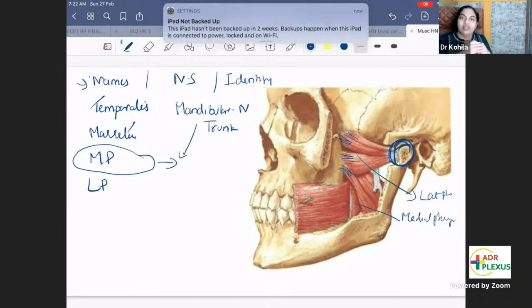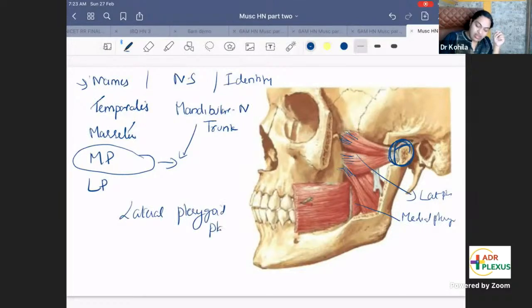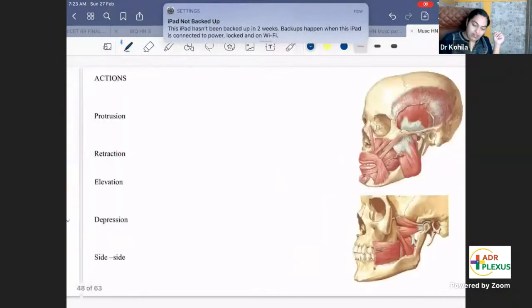Okay, one question. Why are they called lateral pterygoid and medial pterygoid? Any idea? Both the muscles are going to come from lateral pterygoid plate. Both come from the lateral pterygoid plate. But lateral pterygoid arises from the lateral surface of lateral pterygoid plate, and medial pterygoid arises from the medial surface of lateral pterygoid plate. Keep that in mind, okay?